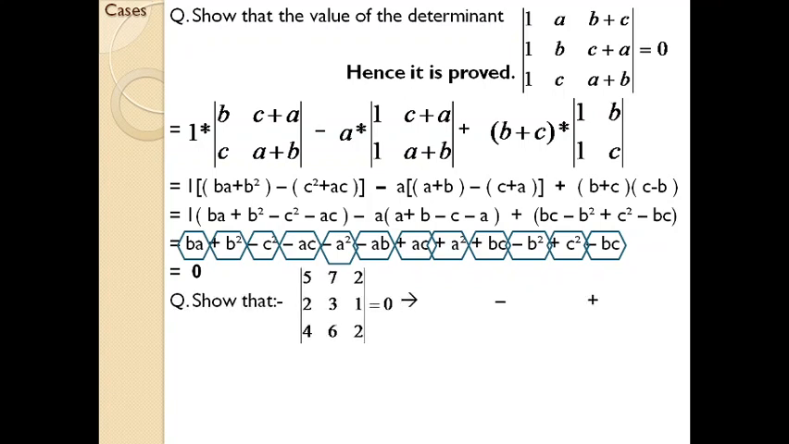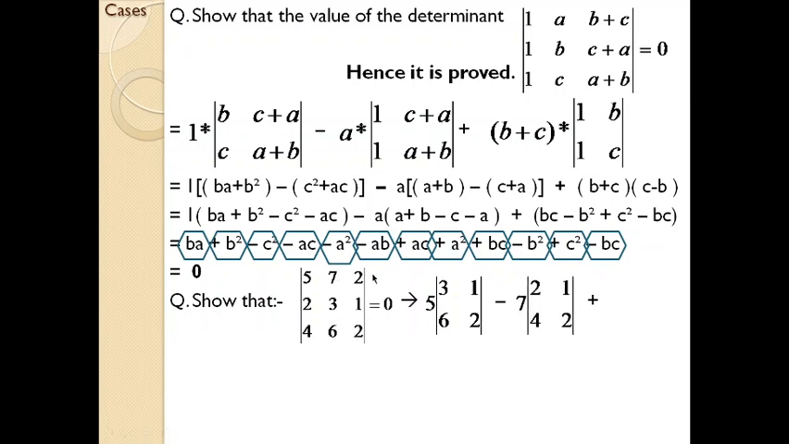Show that this determinant is equal to 0. It's a simple question. You have to prove whether the determinant of these elements is 0. If you are finding the value of this determinant, you will get 0. As per the basic steps which we have followed earlier, you have to go with the elements within the first row only. 5, when you select 5, the next determinant will be 3, 1, 6 and 2.